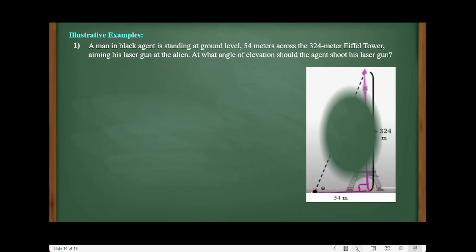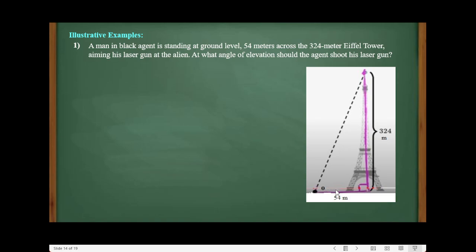So for our solution, let us analyze the problem. Suppose we have this Eiffel Tower, and from the foot of this tower, there is a man in black, who is standing 54 meters away from the foot of the tower. The height of this tower is 324. In this position, the agent is aiming at the alien, meaning the alien is on top of this Eiffel Tower. The question is, at what angle of elevation should the agent shoot his laser gun? So this is his line of sight, and the object being observed here is the alien. In this problem, the agent is aiming at the alien at a certain angle of elevation denoted by theta.